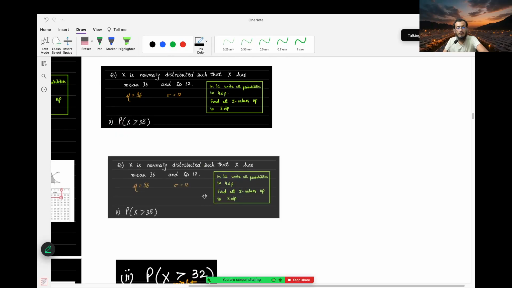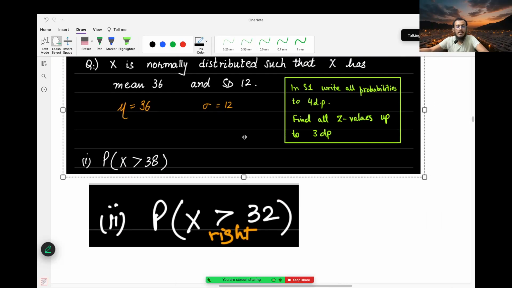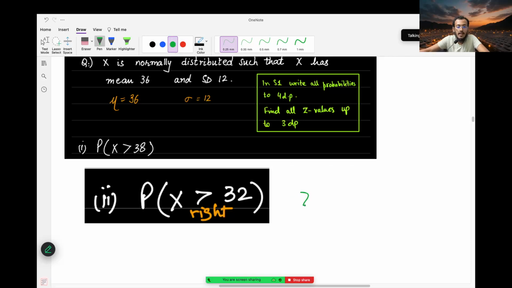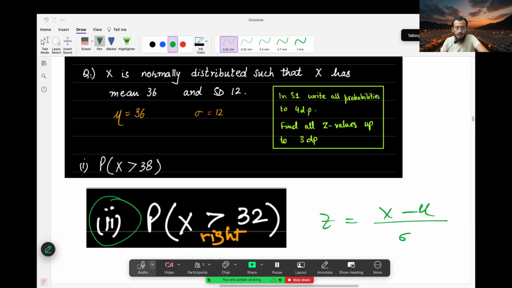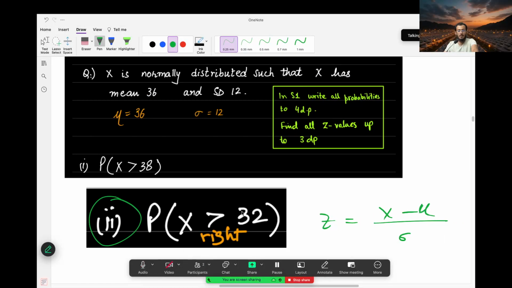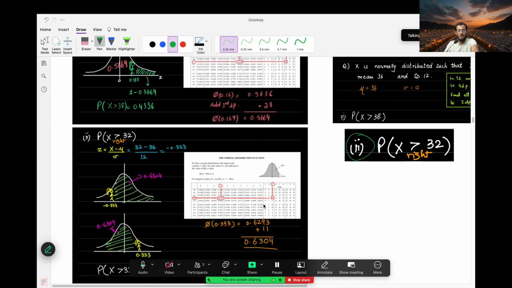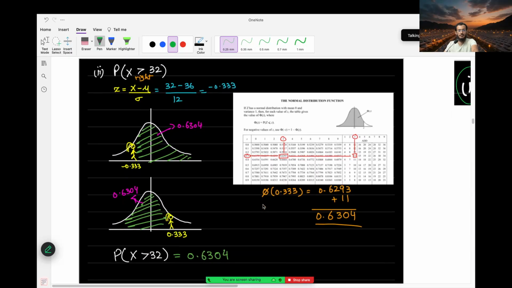Formula? Yeah. So we have solved the first one. Now you solve the second one. Okay, z equals x minus mu over standard deviation, sigma. Try and solve the second one. Okay, so let's see. This is the answer.